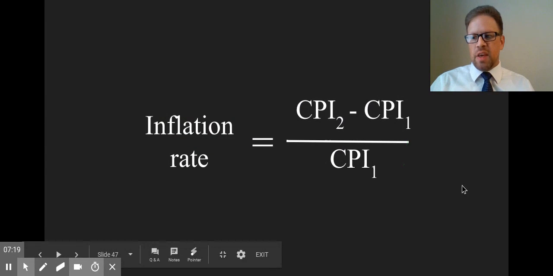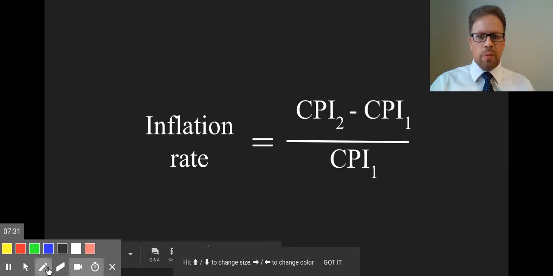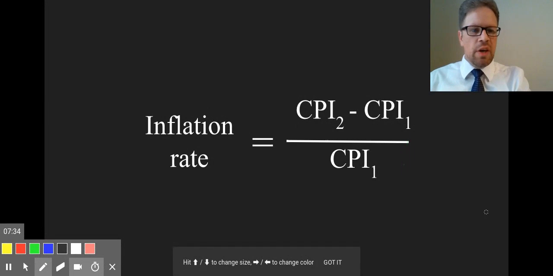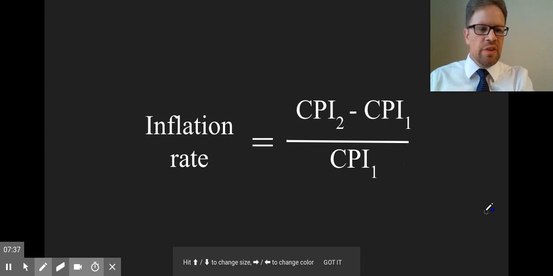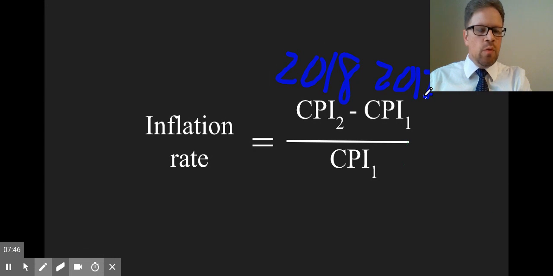Now, the inflation rate can actually be calculated using CPI using this equation. So inflation is equal to CPI 2 minus CPI 1 divided by CPI 1. So basically, if we're trying to determine what the inflation rate is at the end of this year, take the CPI for 2018 subtracted by the CPI for 2017. And then once we get that number, we divide it by the CPI of 2017 again. You might get a number that might be difficult to understand. You just multiply that number by 100 and it'll put it in percent form for you.